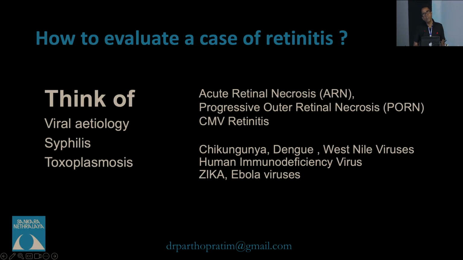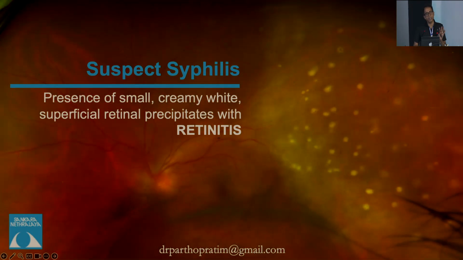Now, how to evaluate a case of retinitis? The three common scenarios in our clinical practice are: number one, viral etiology; second, it can be syphilis; and third, it can be toxoplasma also. There are several causes of viral retinitis. I'm not going into detail. Just to give an idea, suspect syphilis if you see this kind of ground glass appearance. Now, what is ground glass appearance? You can see here the small creamy white superficial retinal precipitates. This is called ground glass appearance because you can see the underlying retina.